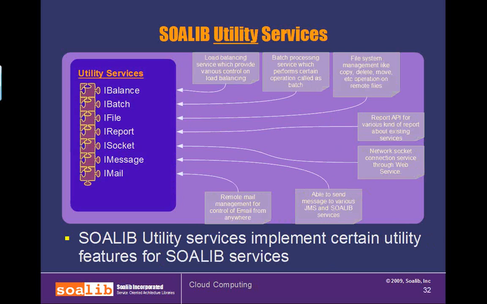Utility services have a number of components, which are load balancing for iBalance, batching to sequence a number of operations into a batch, and file operation, which can be used to access server files and do load, transfer, and copy operations. Report is for generating various reports, like database reports, XML-generated HTML reports, and various other kinds of reports. It can also be in PDF format.